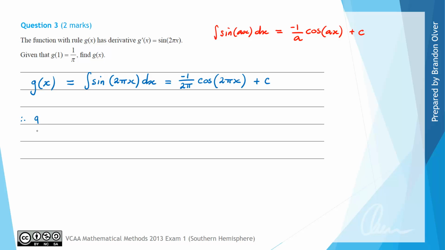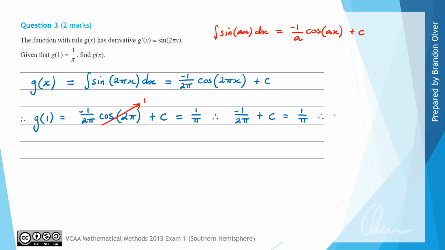Next we know that g of 1 is equal to 1 on pi. So g with 1 substituted into it would be negative 1 on 2 pi, times cos of 2 pi times 1, which is just cos of 2 pi, plus c. And from the question we know that that equals 1 on pi. And remembering our exact values, cos of 2 pi is going to equal 1. So therefore negative 1 on 2 pi plus c must equal 1 divided by pi.